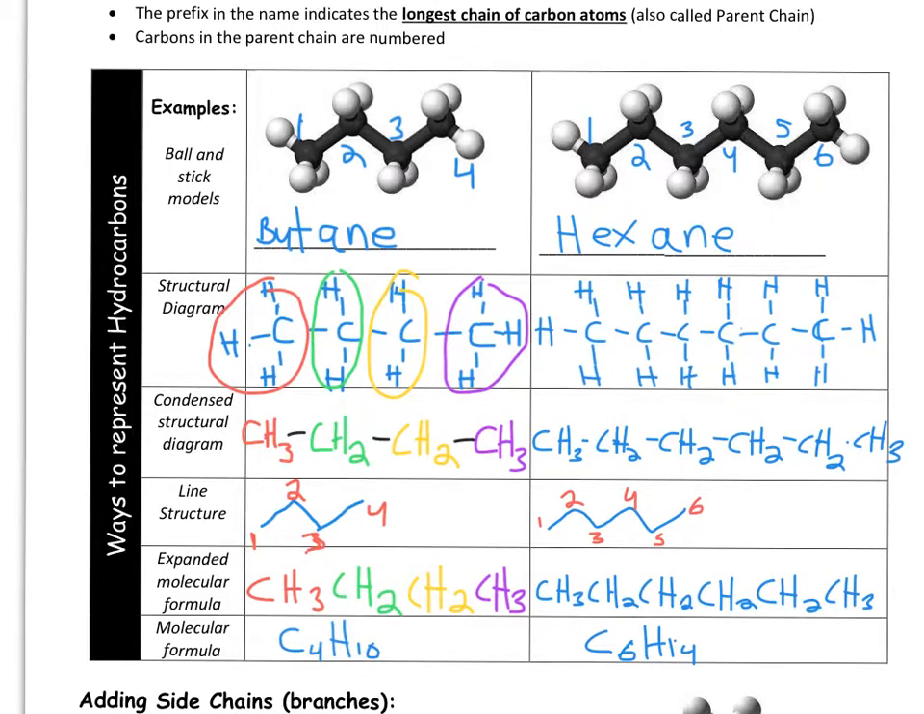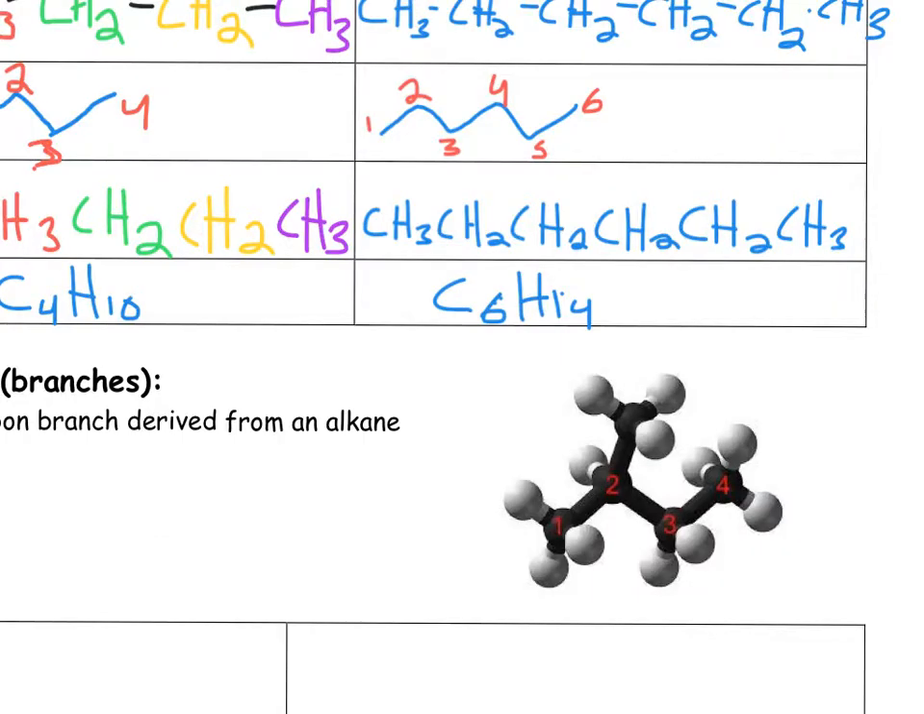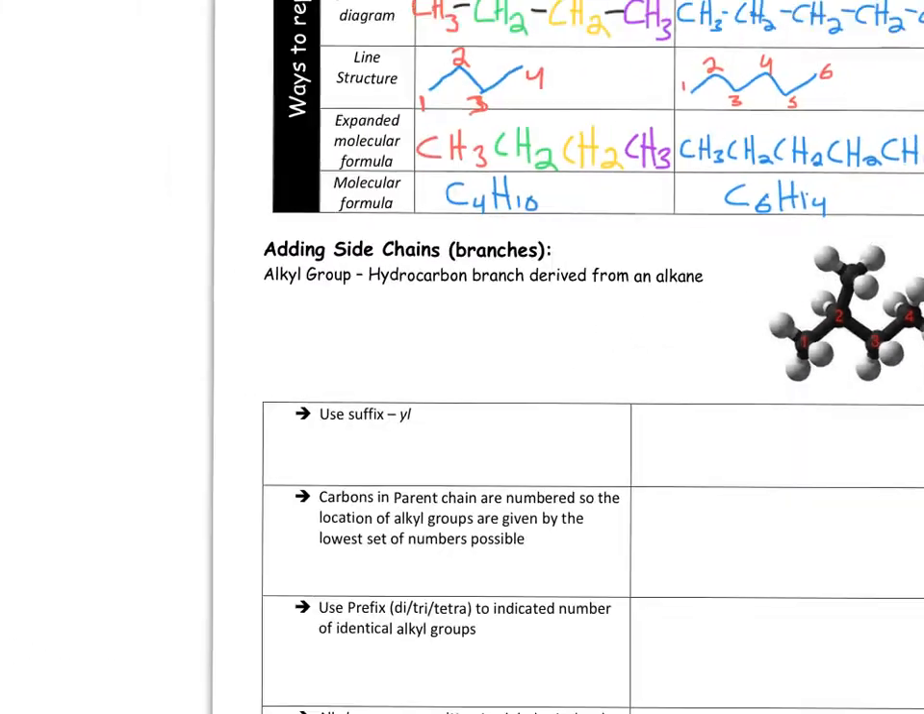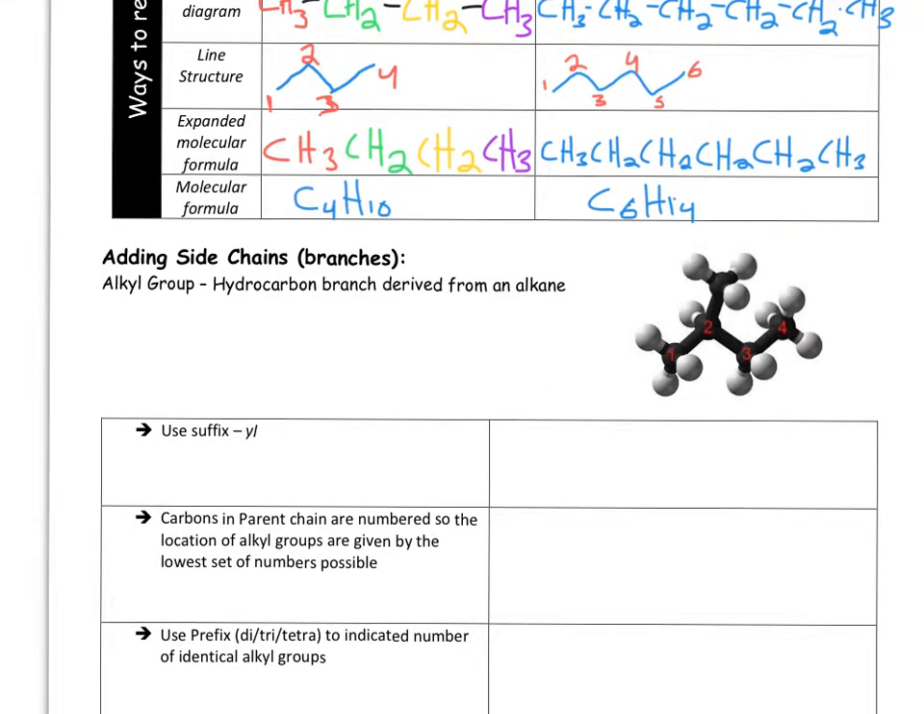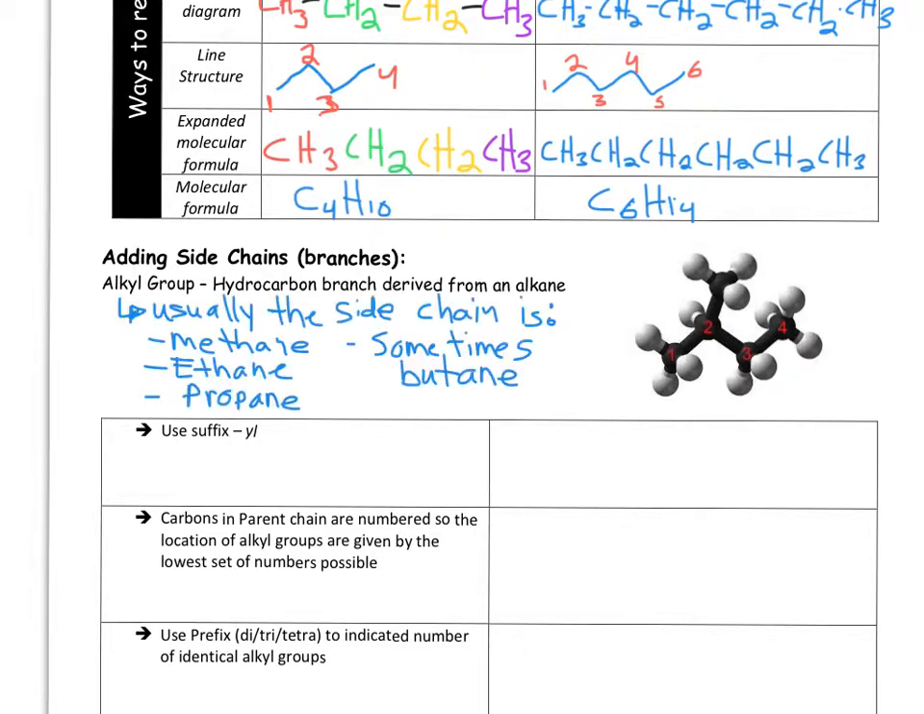What can happen is sometimes we can get a side chain. So a side chain, when they're an alkyl group, it's basically where you have a hydrocarbon being a branch and it is an alkane in itself. The alkyl side chains are usually a methane, an ethane, or a propane, and sometimes it can be a butane.